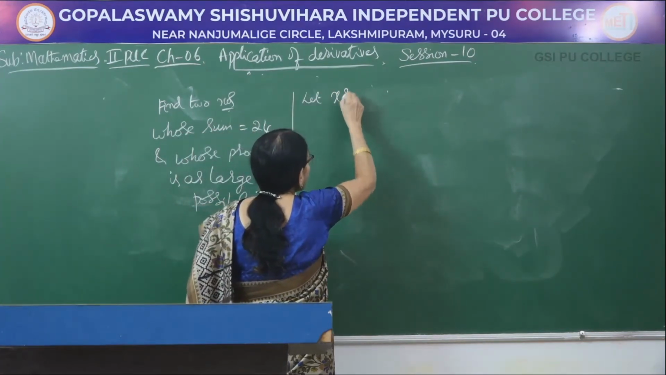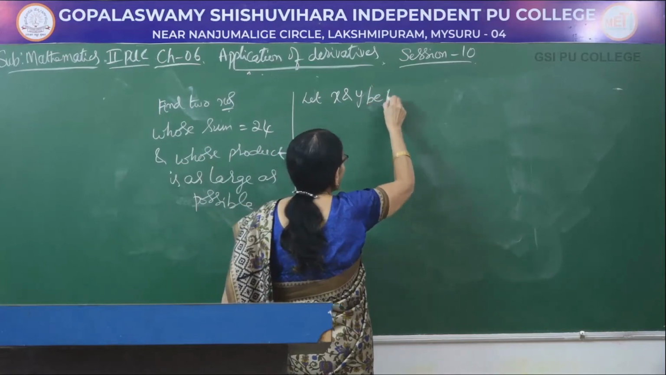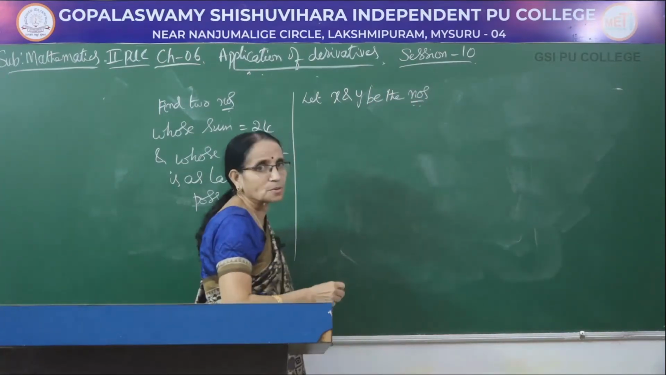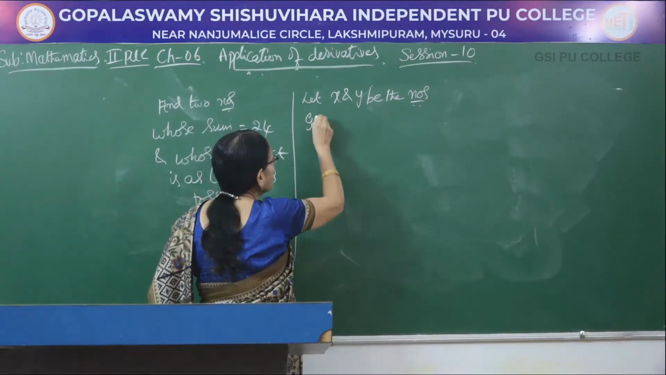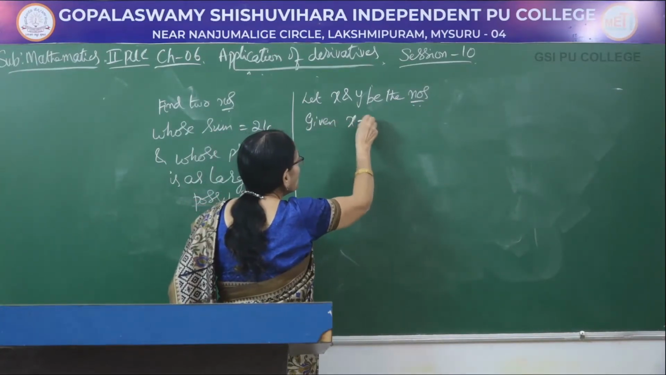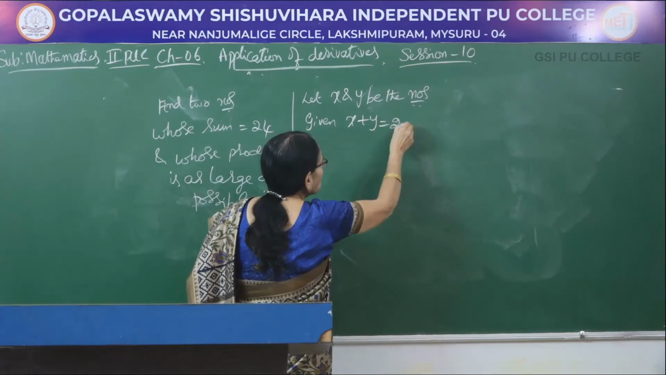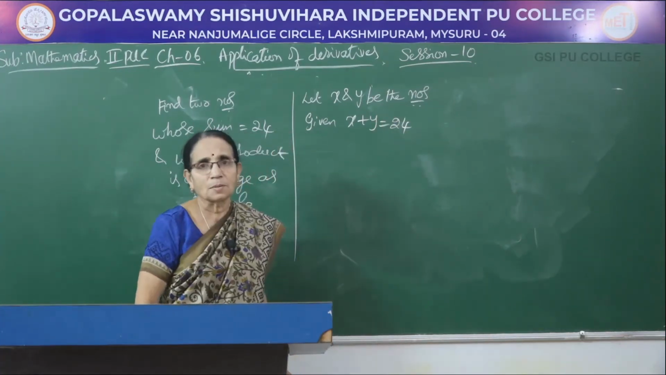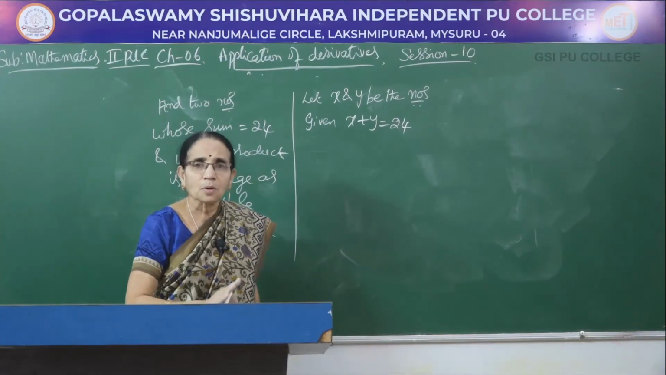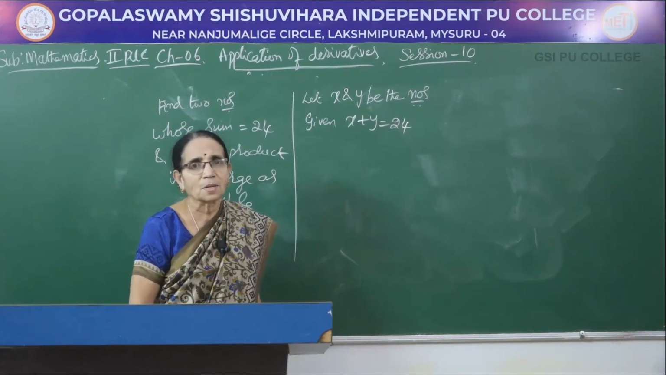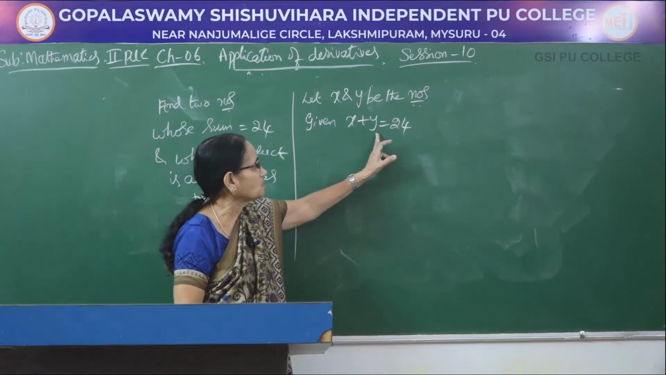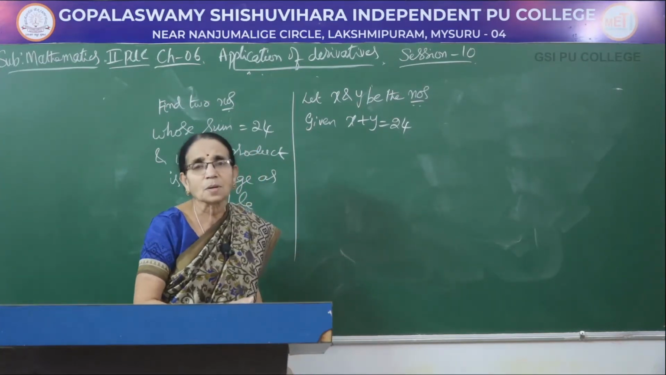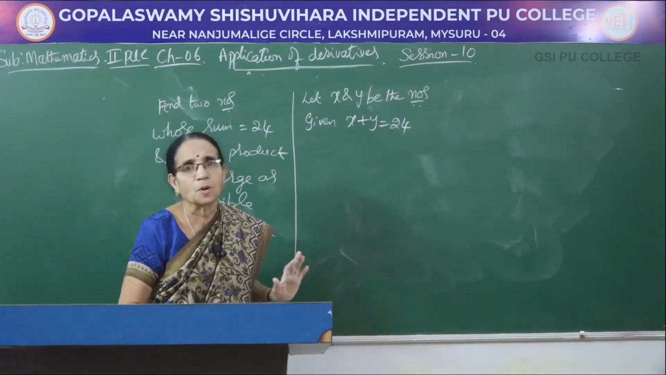Let x and y be the numbers. Given, x plus y is equal to 24. You observe here, only the sum is given. So, x and y, both of them are variables here, isn't it? If x is 1, this is 23, 2, 22, 3, 21, like that. So, both of them can have different values, the total is 24.